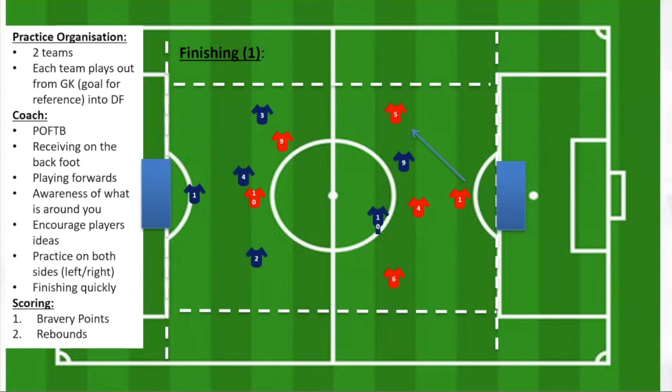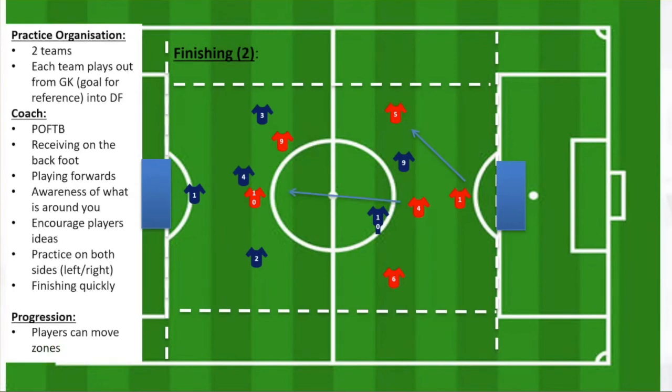I'll just give you a couple examples of how the practice progresses. So Rich, if you go on to the next slide for us, please. The game is played in the exact same way, and we've still got the bravery and rebound points. But you can have one of the players who you would have down as defenders to start with, but when they're in possession of the ball, they're on the edge of their own box, they're sort of midfielders shooting.